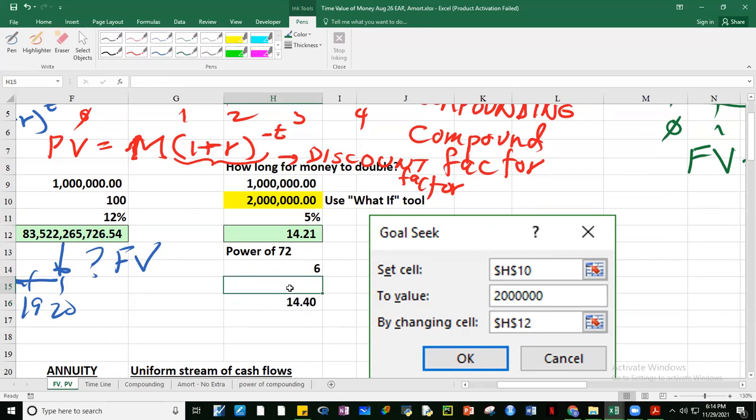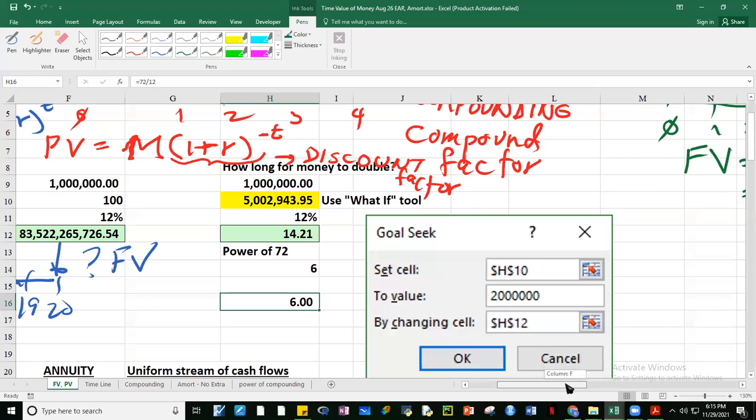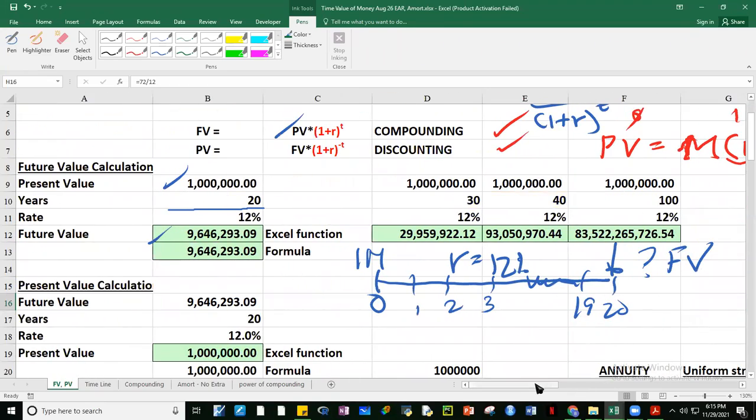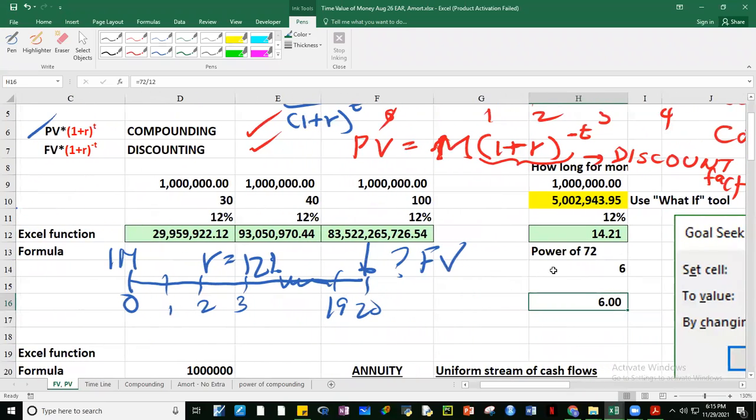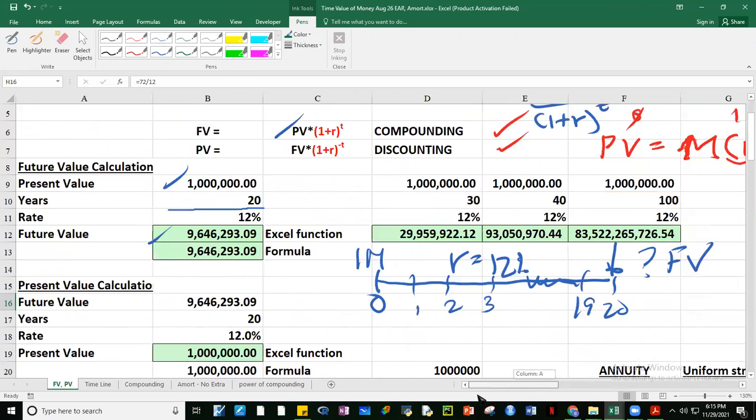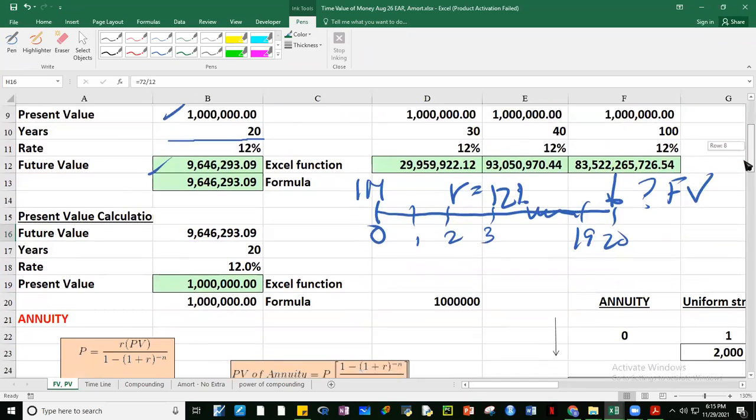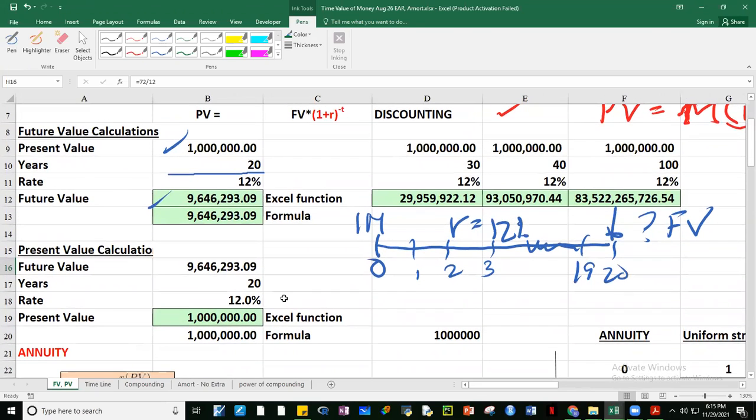If you want a quick answer, for example, how long will it take your money to double if you were earning, let's say, 12%? Using the rule of 72, you'll get 6 years. So it will take you around 6 years to double your money if the rate of return was 12%. So that's how we make use of the rule of 72 to determine how long it will take our money to double.